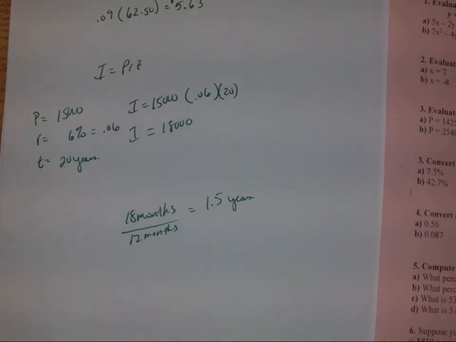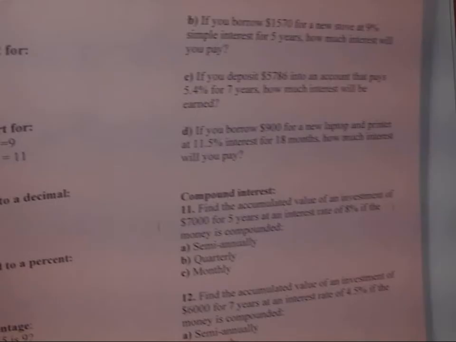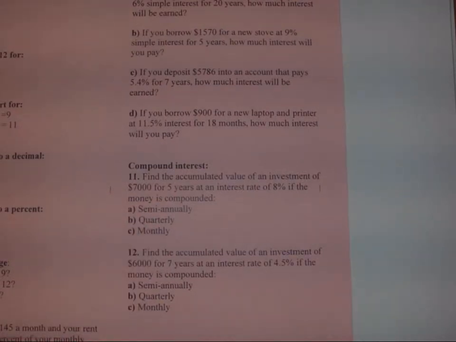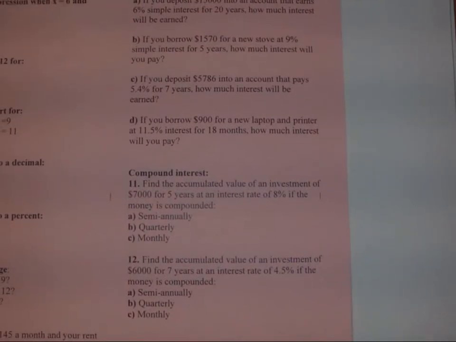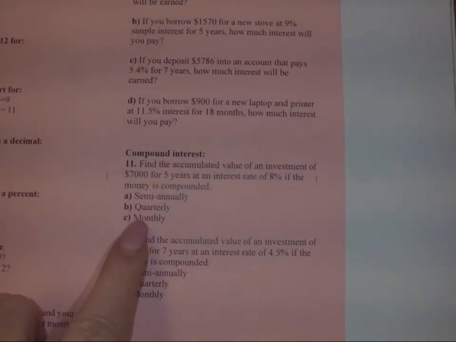Be very mindful of whether it's in years or months. All right, the last type of problem you have is doing compound interest. Find the accumulated value of an investment of $7,000 for 5 years at an interest rate of 8% if the money is compounded semi-annually, quarterly, and monthly.